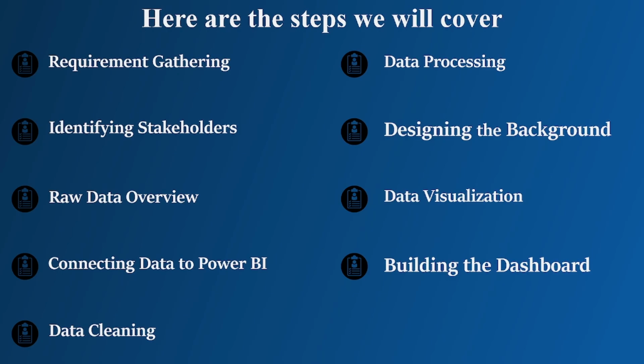Step 4 is connecting data to Power BI. Now we connect our raw data or database to Power BI Desktop. This step allows us to pull in the data we will be working with. Step 5 is data cleaning. Once the data is connected, we clean and modify it to fit our requirements. This might involve removing duplicates, filling missing values, or standardizing formats. Step 6 is data processing. In this step, we perform calculations using Power Query. This helps us to prepare the data for visualization.